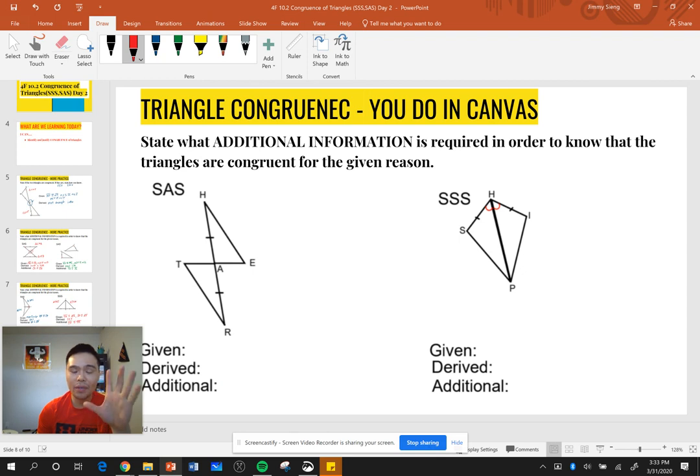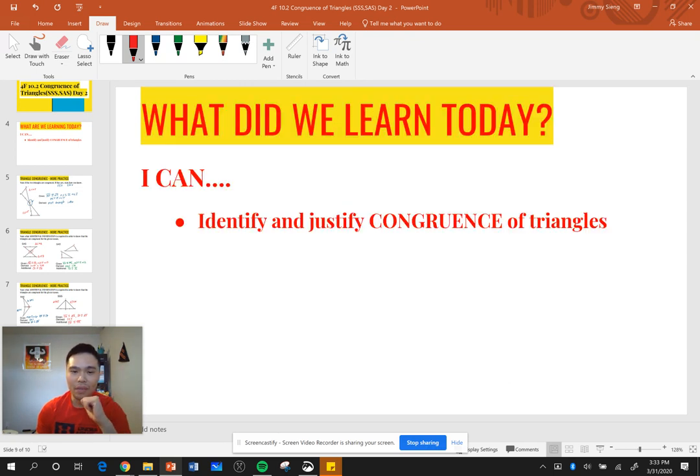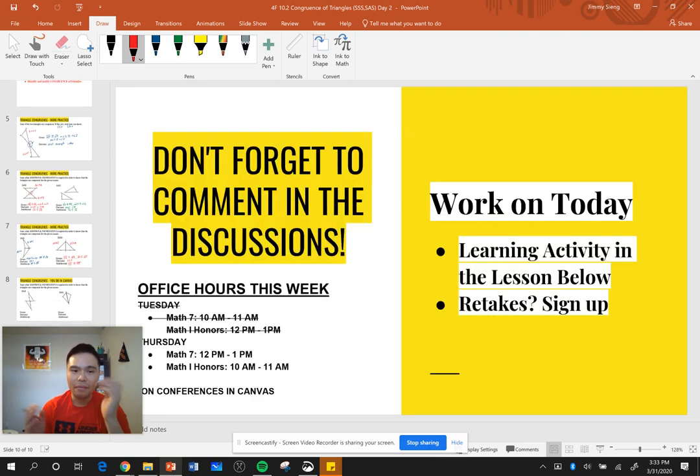So go ahead and do this on Canvas down below. I'm going to leave these. I'm not going to show them to you, but I will grade them, okay? And again, what you learned today was using congruence of triangles and trying to prove side, side, side, and side, angle, side, okay?